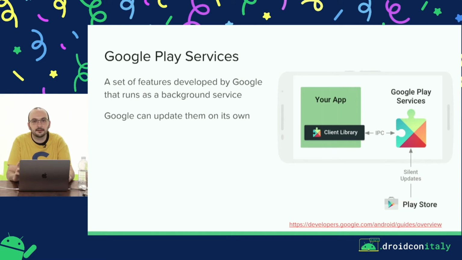This means that it does not depend on the manufacturer to ship a system update, but Google can add other features to Google Play Services, like we saw during the pandemic period, for example, adding the exposure notification API.